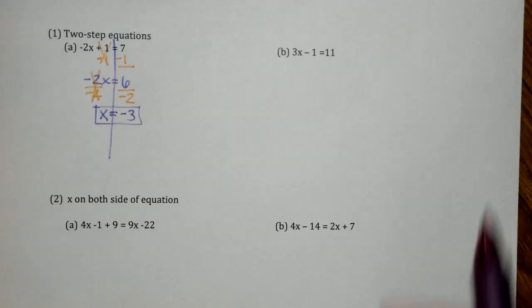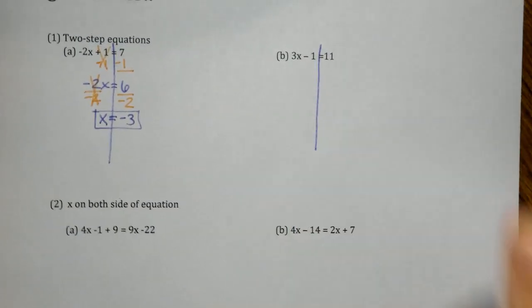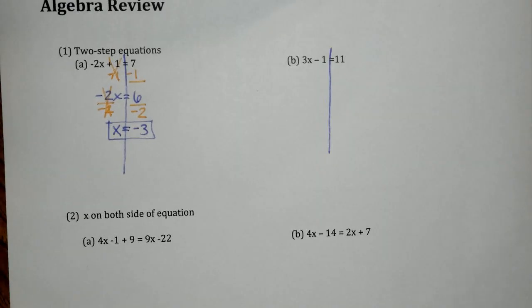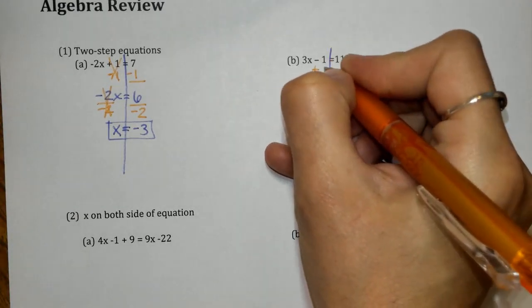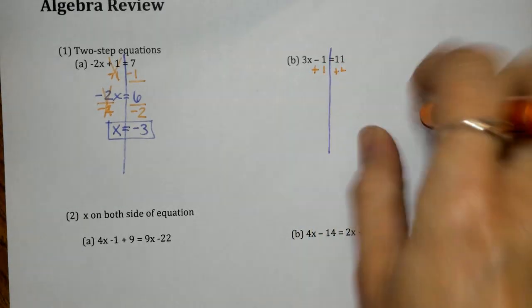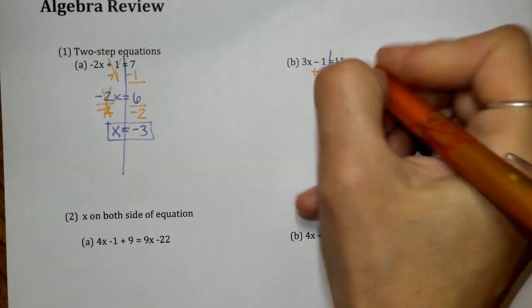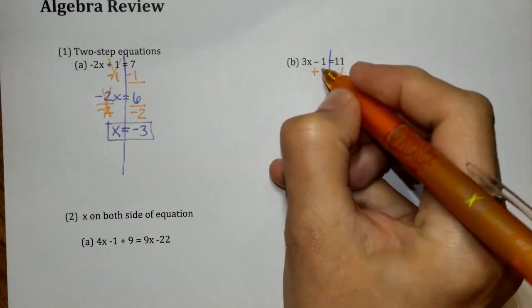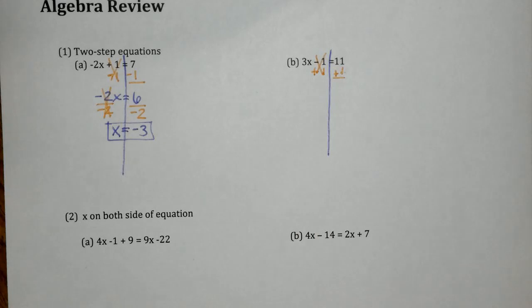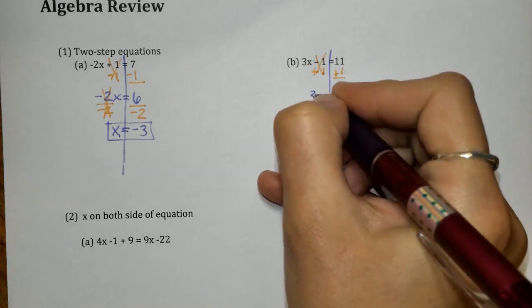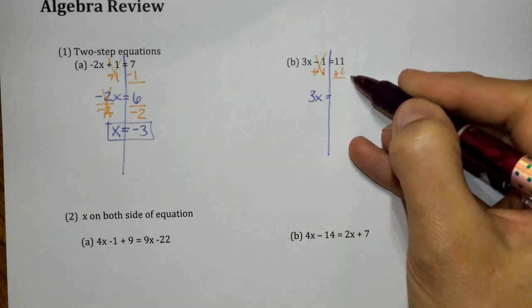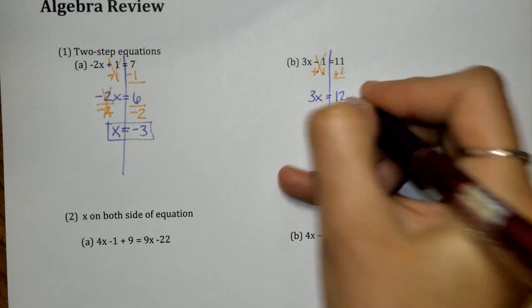Okay, next, we have 3x minus 1 equals 11. Get rid of that minus 1 first. How do we do that? The opposite. Add 1 to both sides. Adding 1 over here cancels it out, zeroes it out. We bring down our 3x. Then we have 11 plus 1 is going to give us 12.